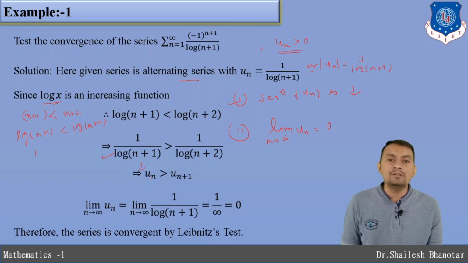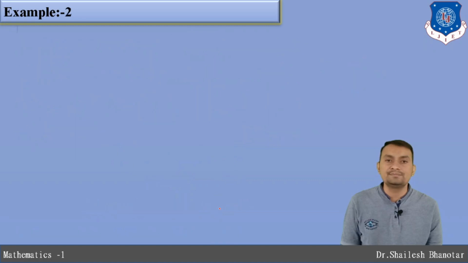But this quantity is un, and this quantity should be un plus 1, that you can say. So what we can conclude is that the sequence is decreasing, and the limit of the nth term, that is 1 divided by log infinity, or 1 divided by infinity, is going to be 0. Therefore both conditions of the alternating series, or you can say Leibniz test, are verified, and hence the given alternating series is convergent.